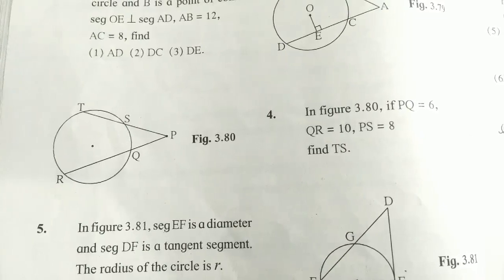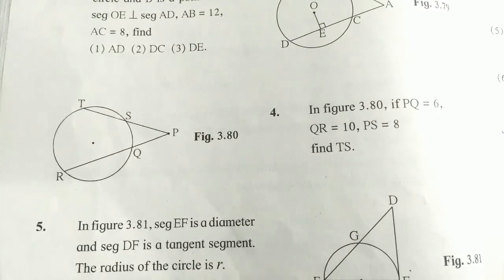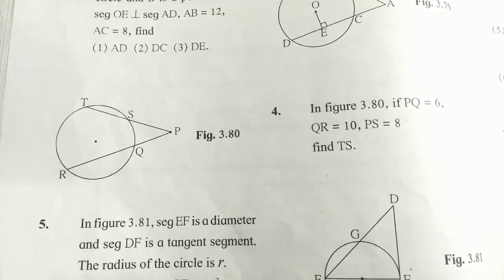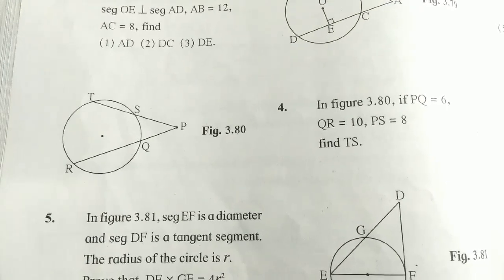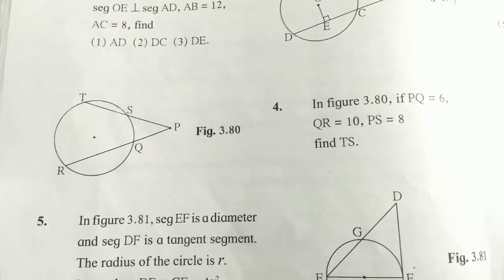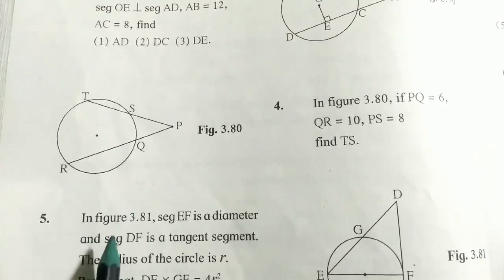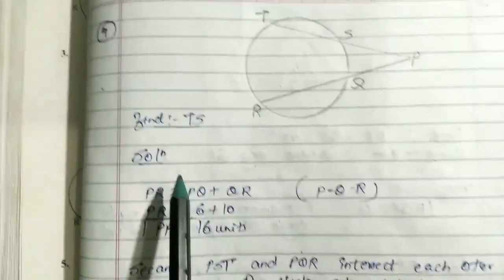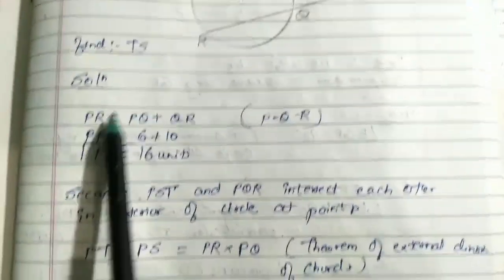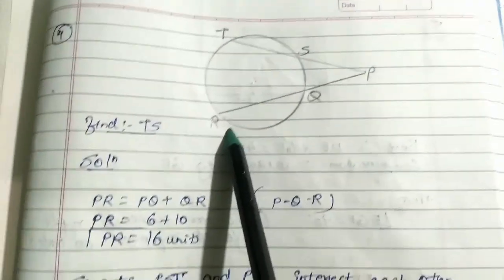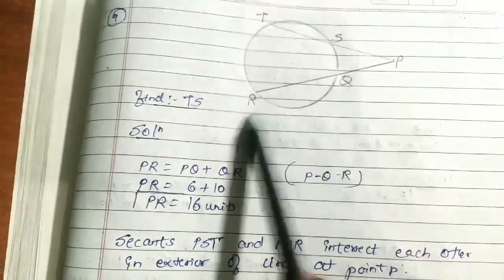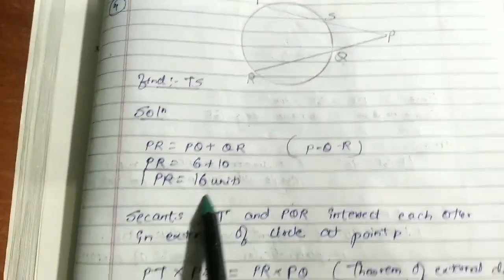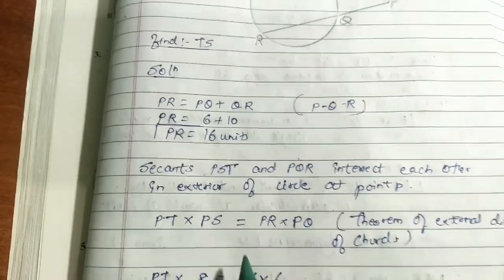Sum number 4. In the figure, PQ equals 6, QR equals 10, PS equals 8. We have to find TS. Now this is external division of chords. PR equals PQ plus QR. So 6 plus 10 will give you 16. So PR equals 16.